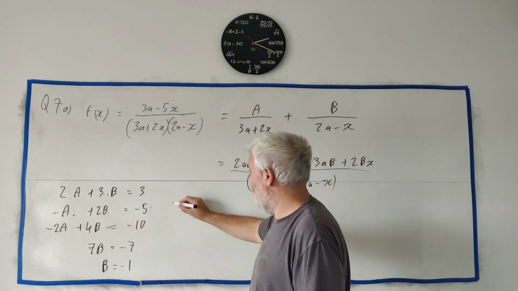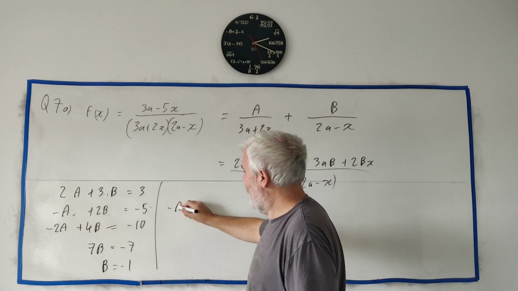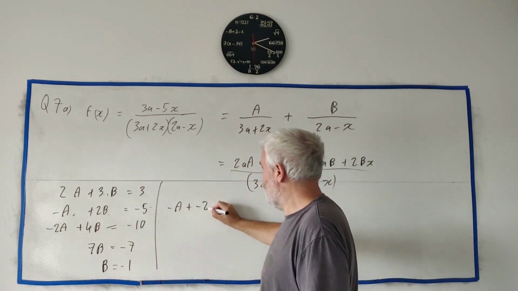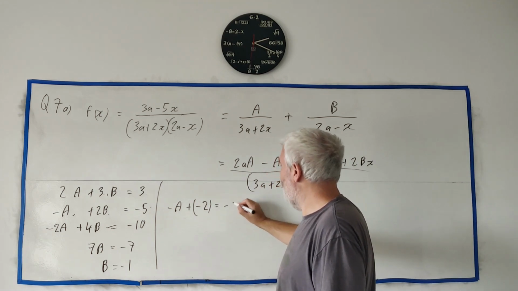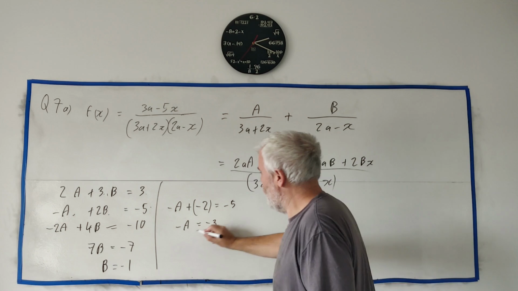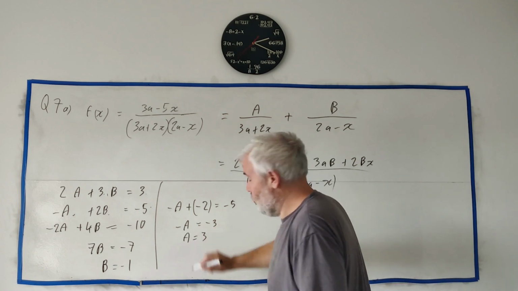Use, I guess, this row here. Minus A plus 2 times minus 1. That's minus 2. Is equal minus 5, minus A is equal minus 3, A is equal 3.